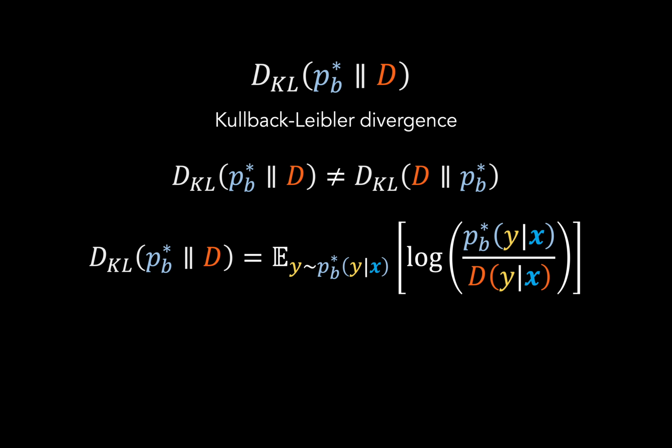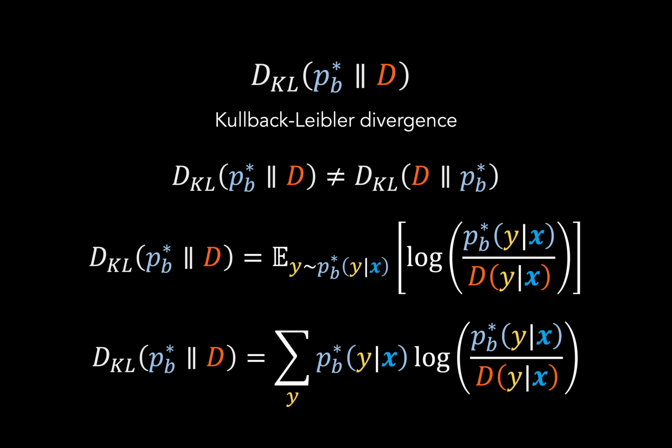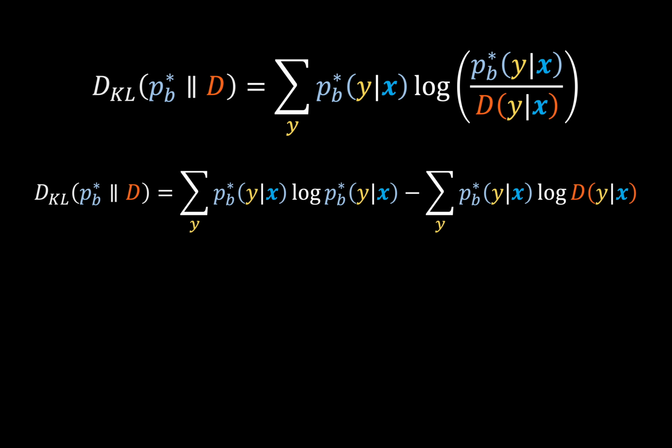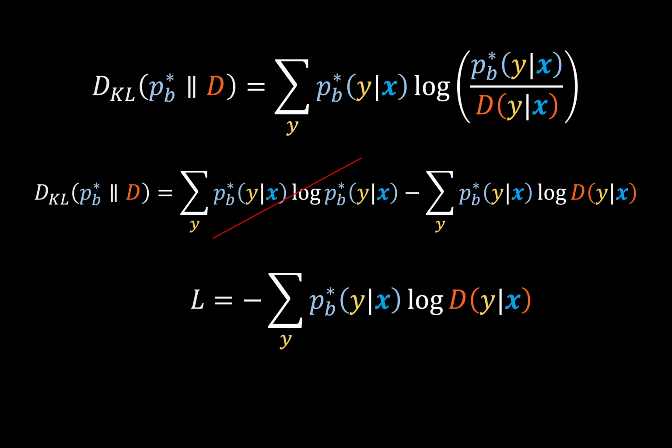And now if we want to calculate this expectation over discrete variables, we can just use the following summation. Now, since we just have a log of a fraction here, we can actually split this summation like so. Now, the neat thing is that our left-hand term is actually constant with respect to d, so we can just ignore it in our training objective, which just becomes this. And of course, you may recognize this as just the cross entropy between P star B and D.